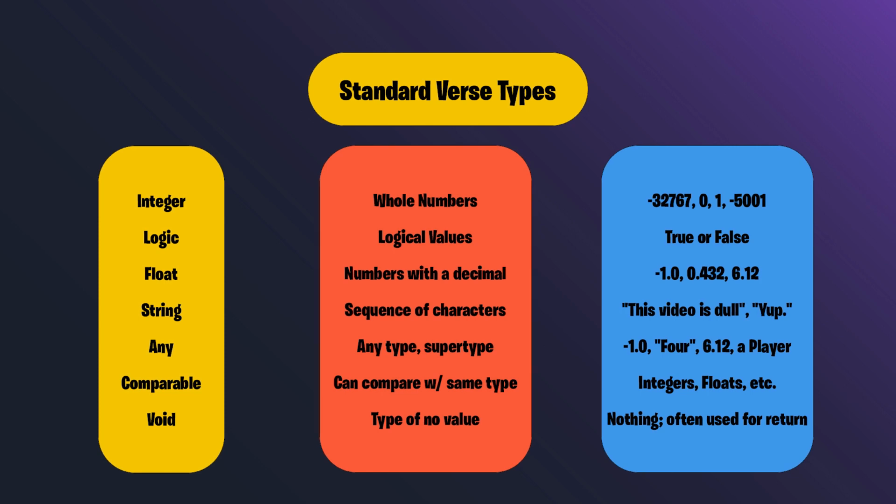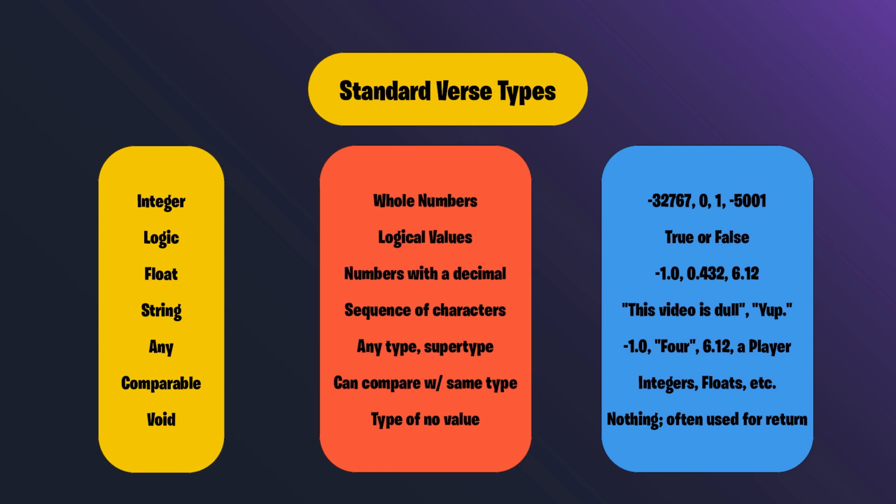Integers represent whole numbers. For example, negative 32,767, 0, 1, or 5001. Logics represent Boolean values, which can either be true or false. Floats represent a number with a decimal. Strings represent a sequence of characters, for example, a word or a sentence.